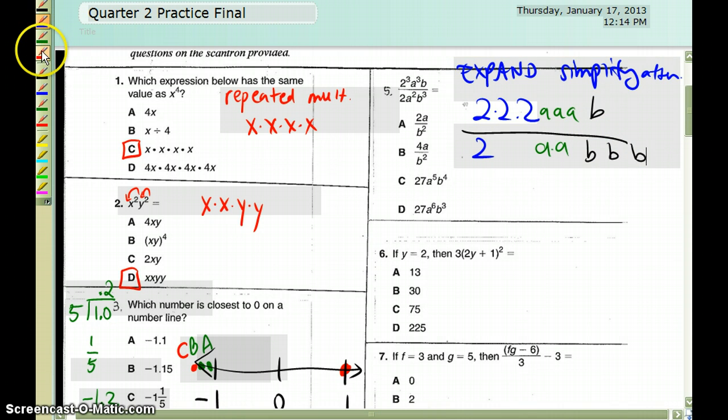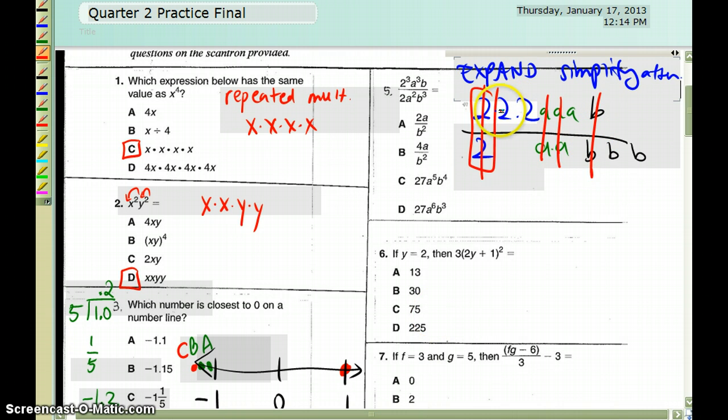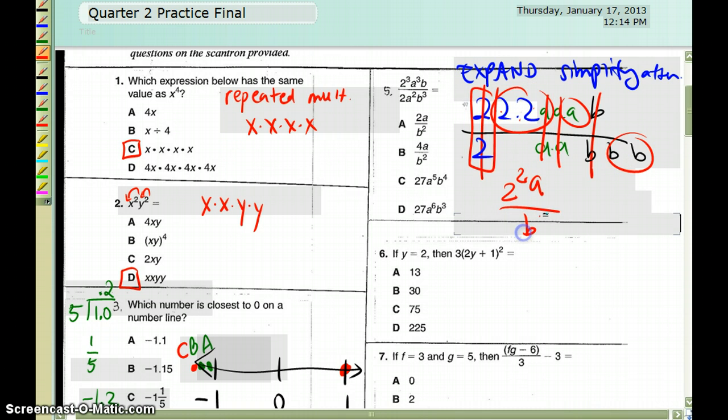From here, when I simplify with fractions, I know that 2 divided by 2, that's what that means here, is the same as 1, uno. A divided by A, uno. A divided by A, uno. B divided by B, uno. What I have left would be my answer. 2 times 2 is 2 to the second, A in the numerator, and then in my denominator I have 2B, so B to the second.